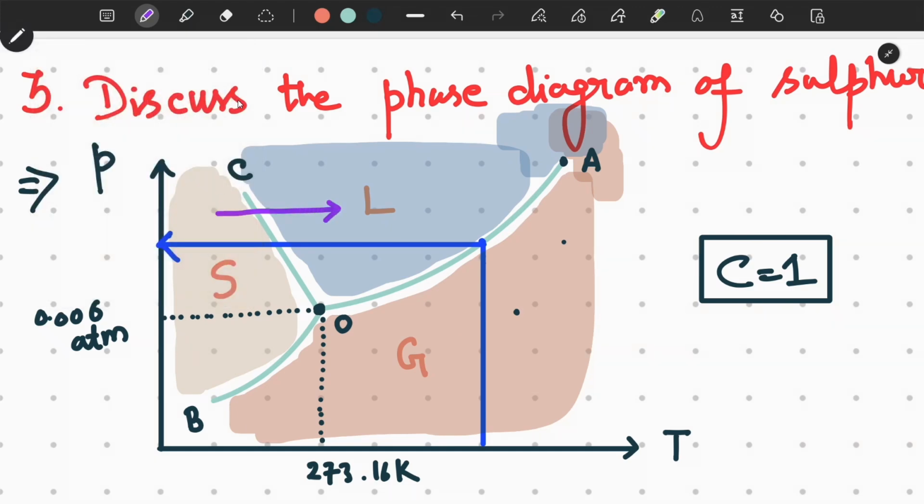Let's say isobarically, if you move in this direction, that means you are increasing the temperature at a constant pressure, so it will change from solid to liquid. But at a particular point, the solid and liquid coexist, which is called the equilibrium. The solid is transforming to liquid, and liquid is also transforming to solid. This is called phase equilibrium, right? And here also you will have another phase equilibrium between liquid and gas. But after that point A, there is no phase equilibrium.